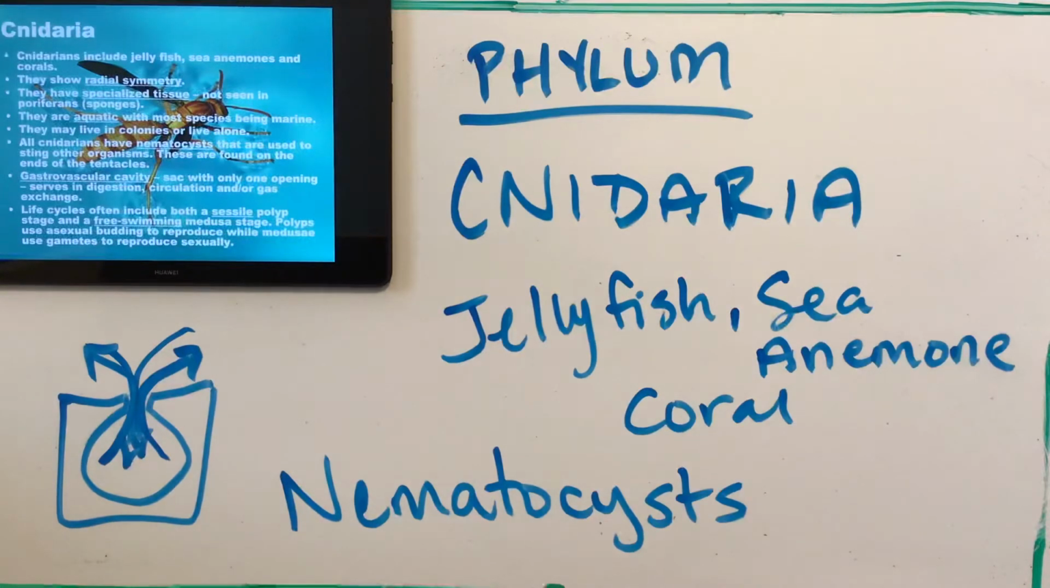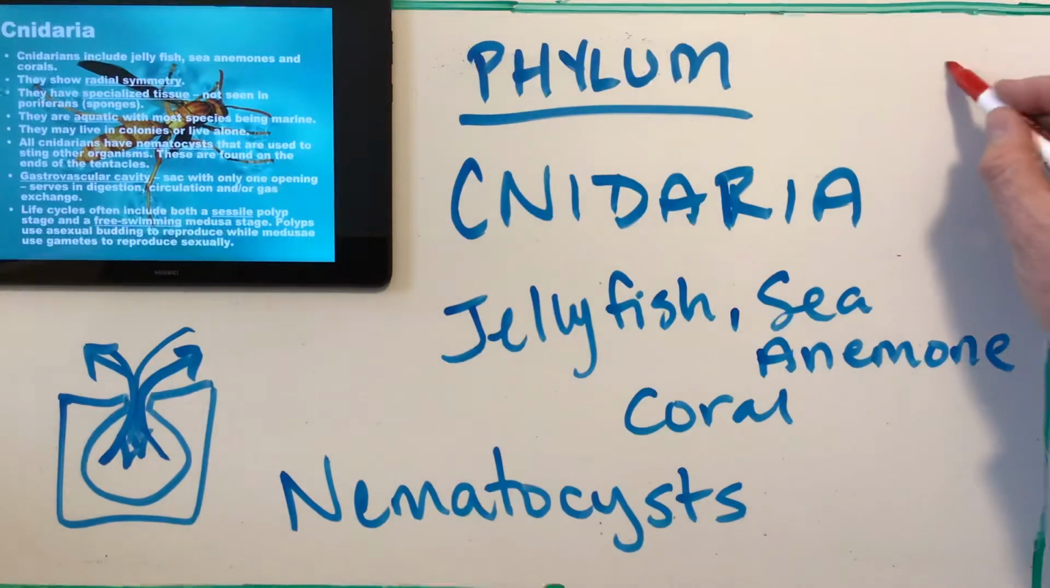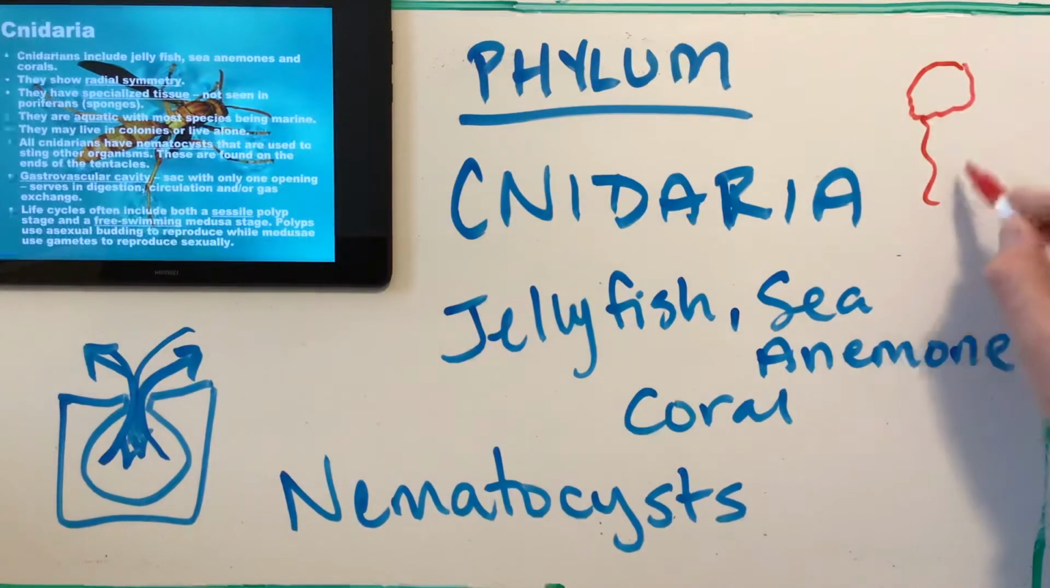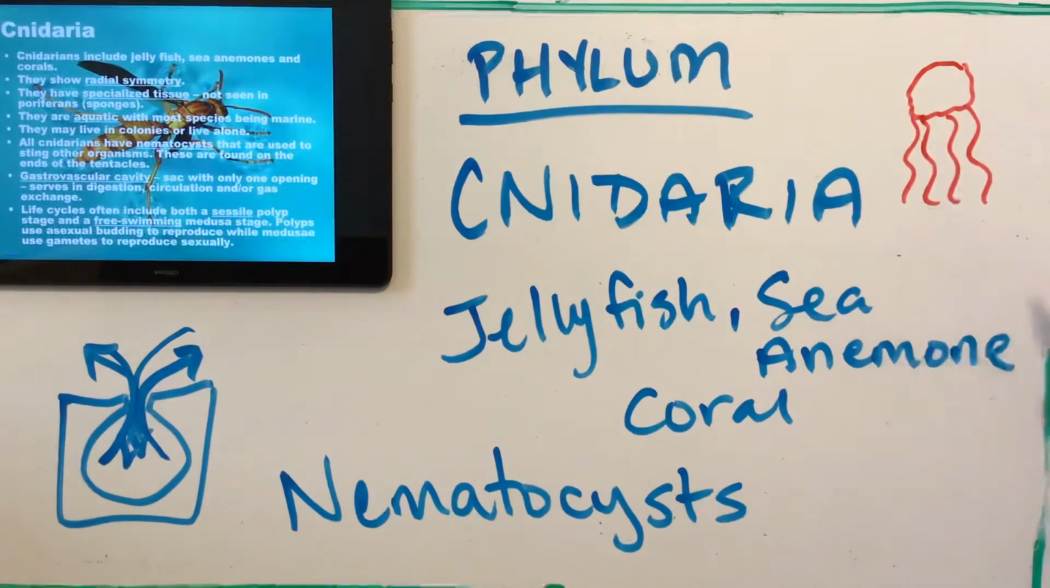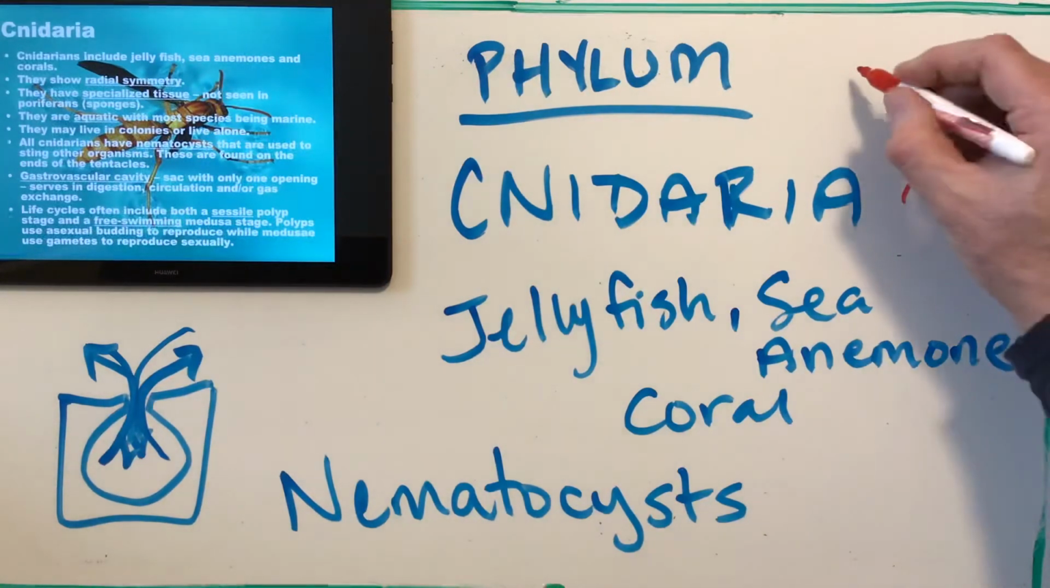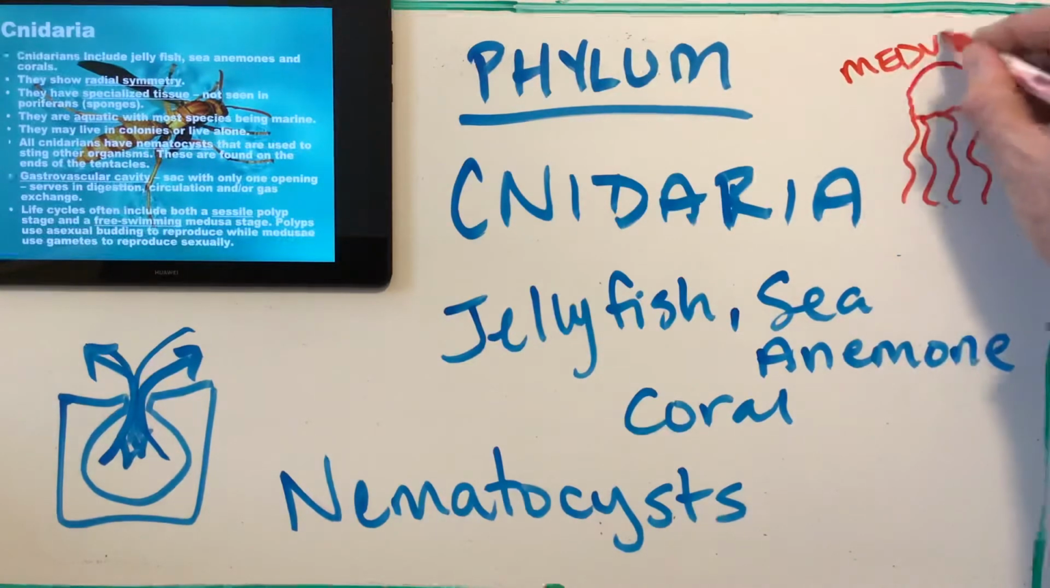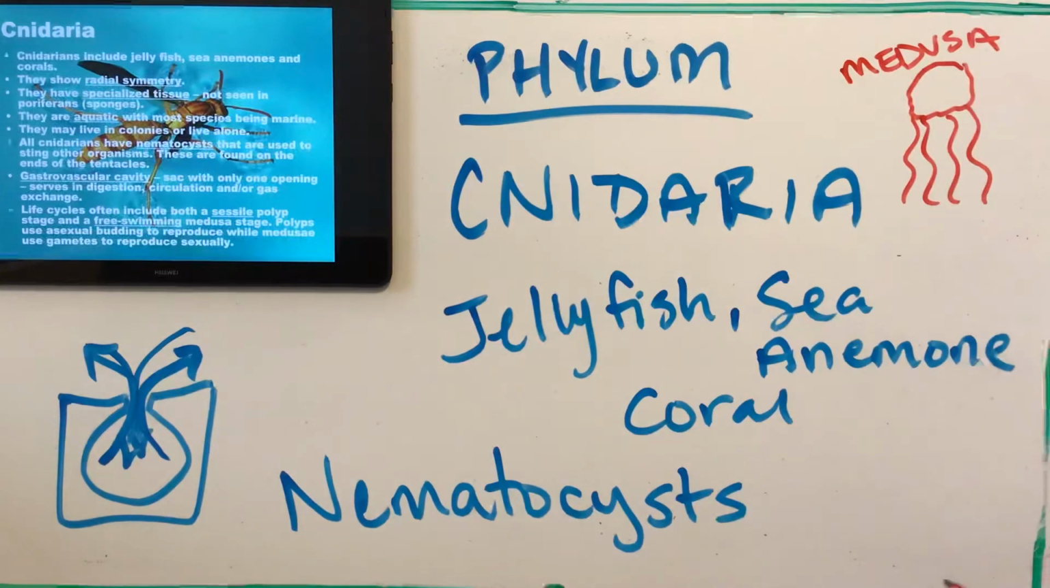And the life cycle of these things often has two phases. You have the free-swimming Medusa stage. So if you think about a jellyfish, there's the head and you've got the tentacles. In Greek mythology, Medusa was the lady, the Gorgon, that had a head and her hair was snakes. So that's where that comes from, to represent that. So this is the Medusa stage here. And we see that in jellyfish.